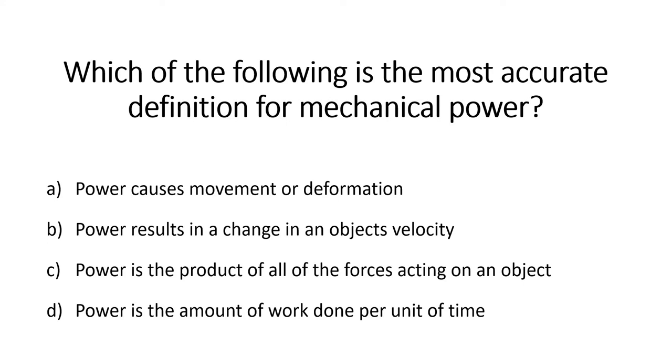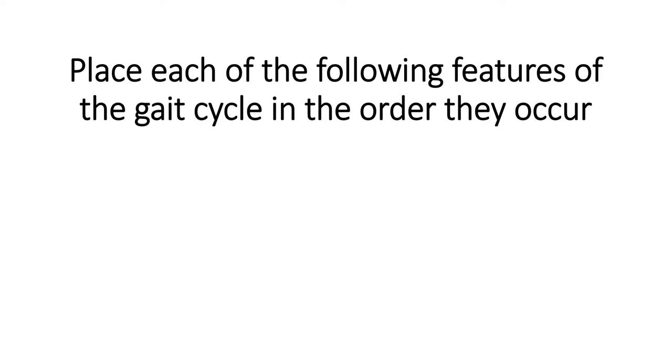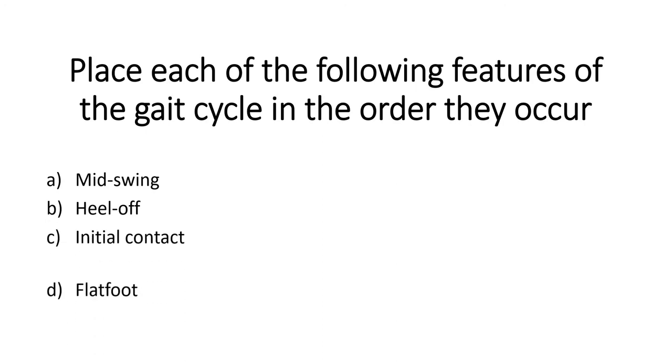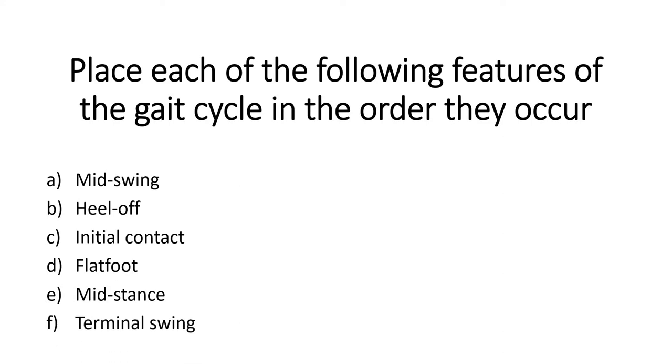Okay, for the next question, you have 60 seconds. Place each of the following features of the gait cycle in the order in which they occur. Mid-swing, heel off, initial contact, flat foot, mid-stance, terminal swing. So you need to rearrange those from first to last in the standard gait cycle.